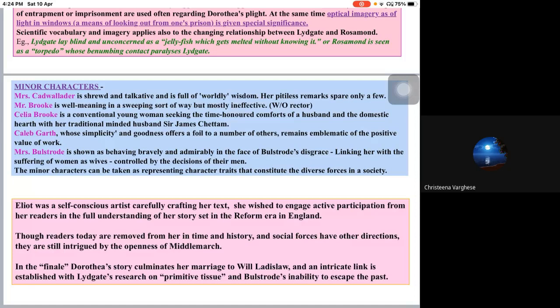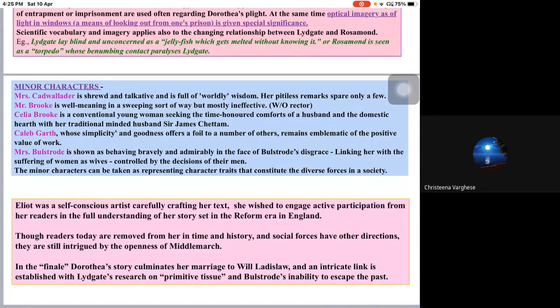Now, Eliot was a self-conscious artist, carefully crafting her text. She wished to engage active participation from her readers in the full understanding of her story set in the Reform era in England. Though readers today are removed from her in time and history, and social forces have other directions, they are still intrigued by the openness of Middlemarch. And in the finale, Dorothea's story culminates in her marriage to Will Ladislaw. An intricate link is established with Lydgate's research on primitive tissues and Bulstrode's inability to escape the past.